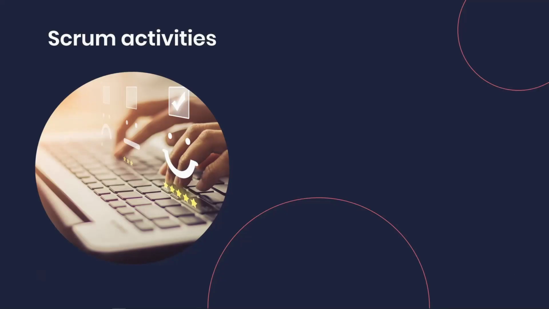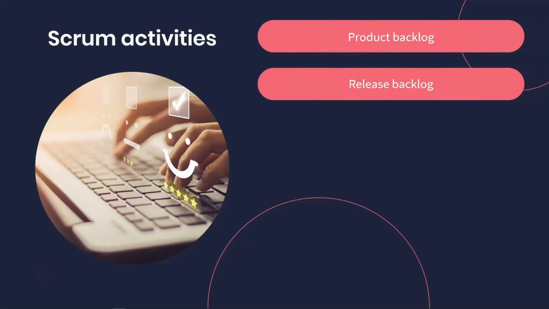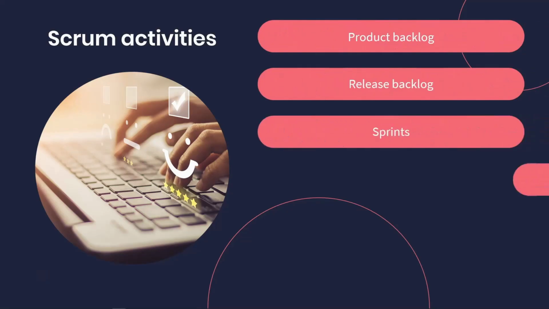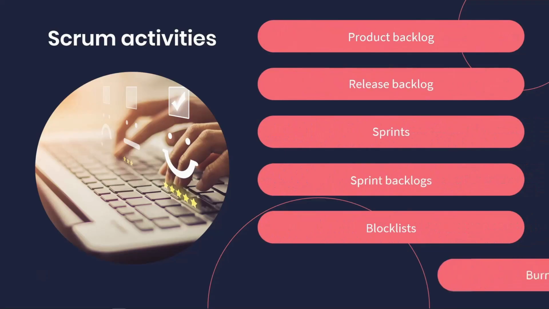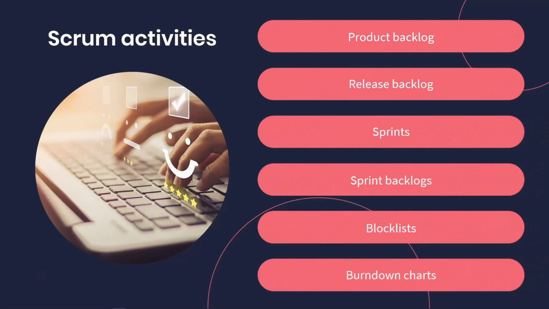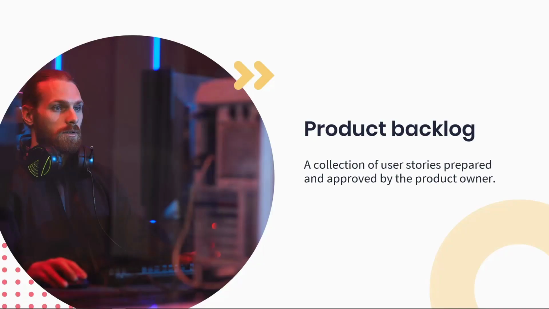Let's now have a look at some of the Scrum activities. These include product backlog, release backlog, sprints, sprint backlogs, block lists, burn down charts. And now that we have introduced these Scrum activities, let's have a closer look at them individually. Product backlog, a collection of user stories prepared and approved by the product owner.